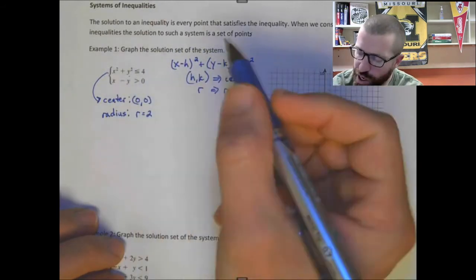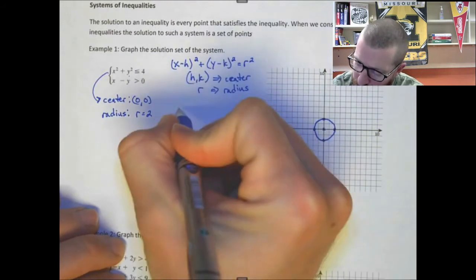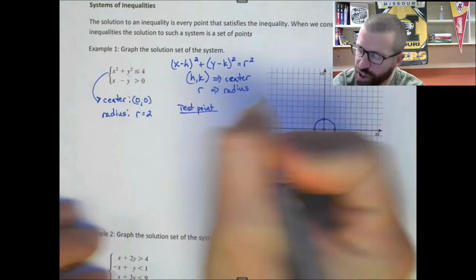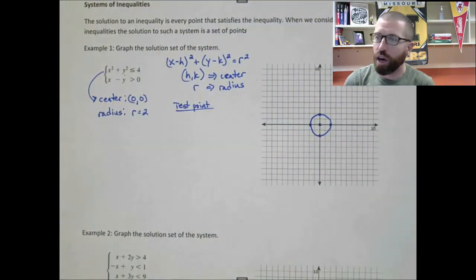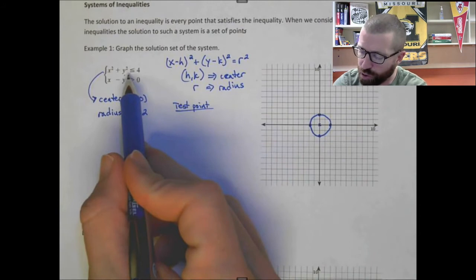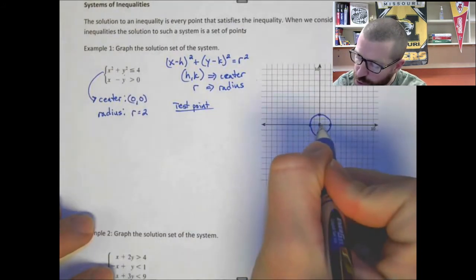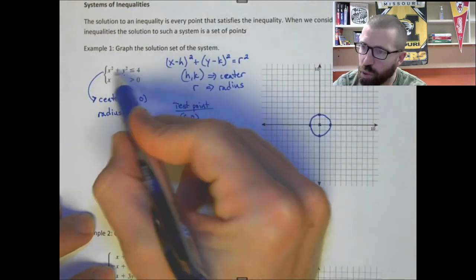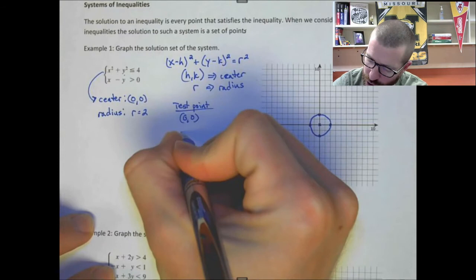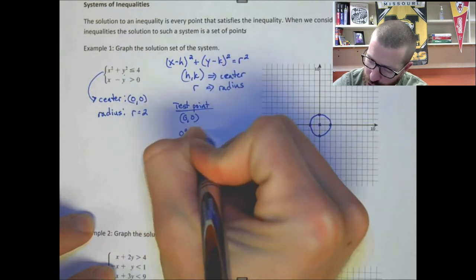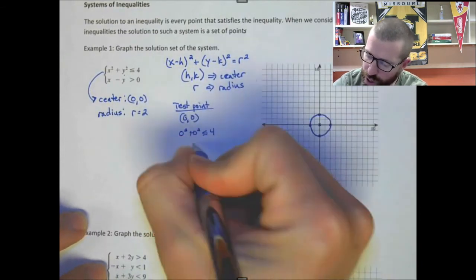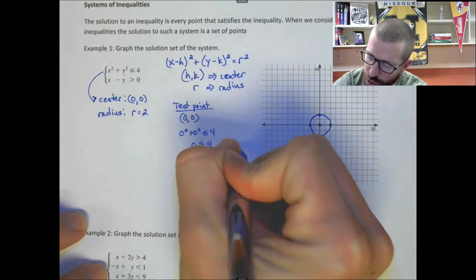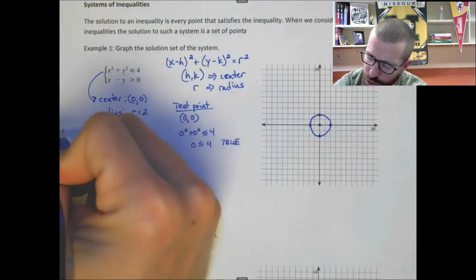So to decide where to shade, we want to pick a test point. And for circles, you're either going to shade inside or outside of the circle. There is a shortcut, but let's look at a test point first. Let's just pick anything. Let's test (0, 0). So that means x is 0 and y is 0. And you plug those in and you get 0 squared plus 0 squared is less than or equal to 4. And is that true or false? So this is true, and we always shade where it's true.